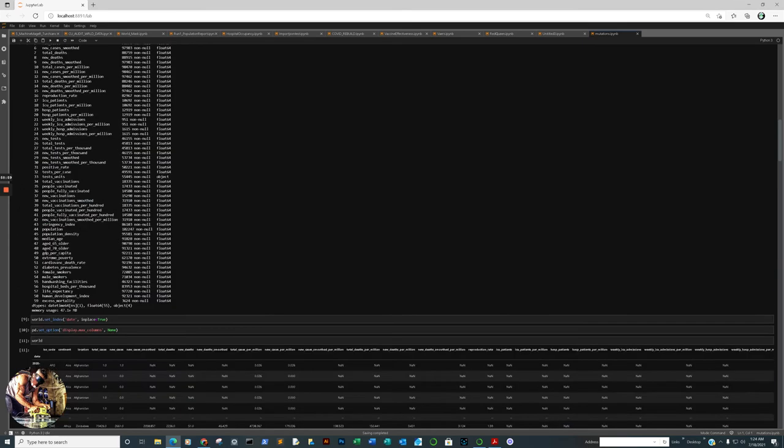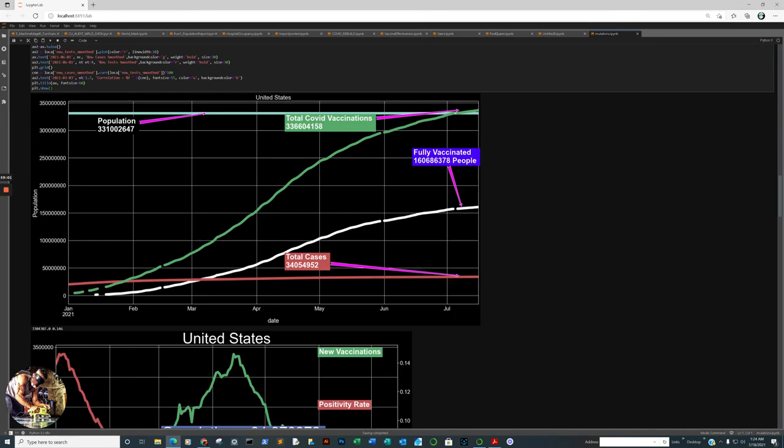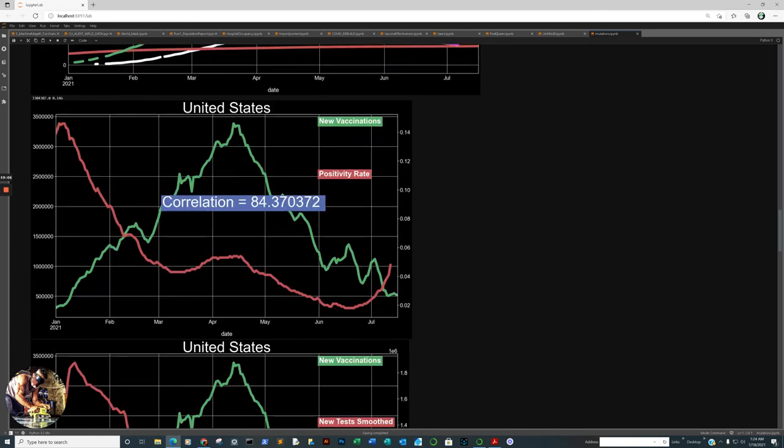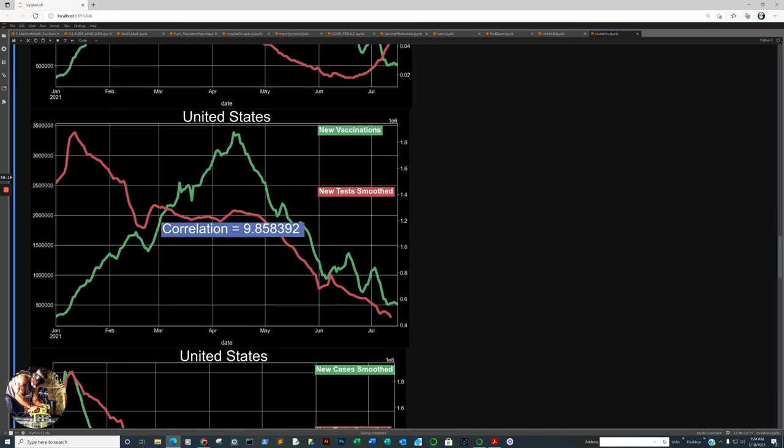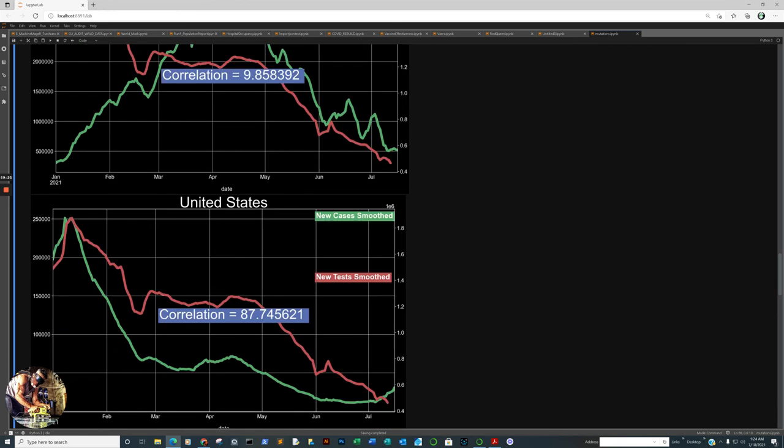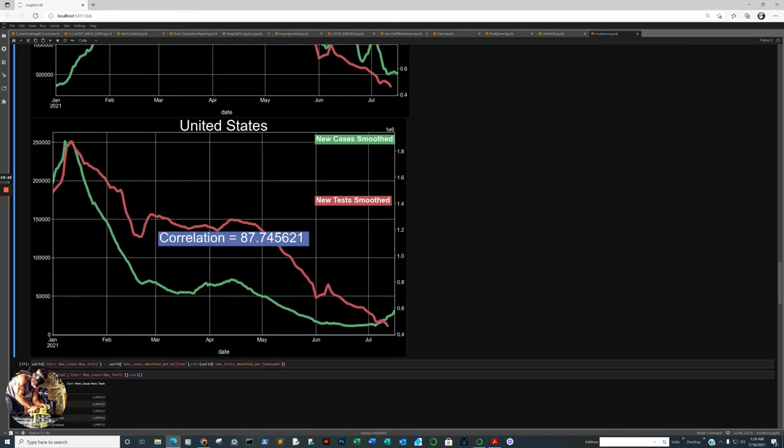Almost forgot the mutations. All right, let's look at the mutations real fast. All right, here we are. United States: total COVID vaccines, fully vaccinated, total cases, new vaccinations. Correlation 84.32% between that and positivity rate. That's not a negative. That's not a negative. All right, I want you to pay attention to that. Correlation between new tests smooth and new vaccinations. Where's the correlation? Correlation between new tests and new cases, only 87.745621.